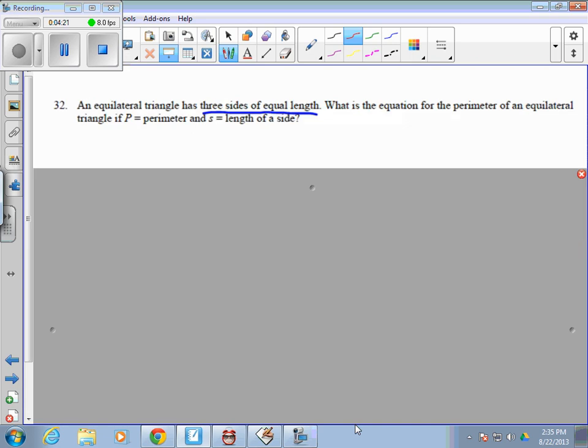32 says an equilateral triangle, and if you don't know what an equilateral triangle is, it says it right after: it has 3 sides of equal length. What is the equation of the perimeter of the triangle, if P is perimeter and S is equal to the length of the side?